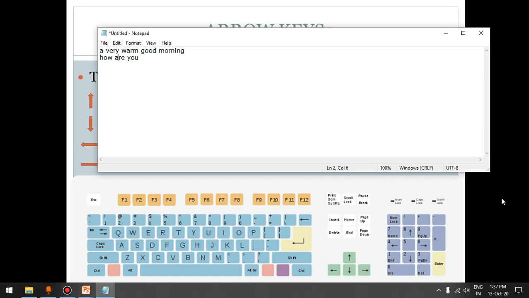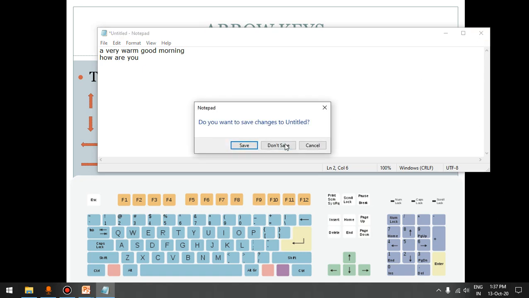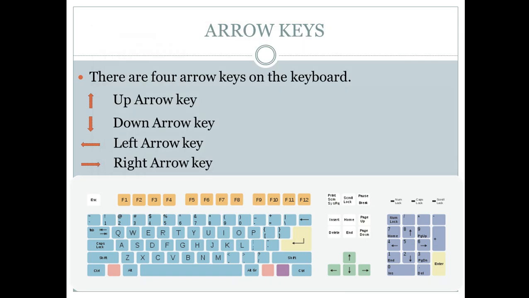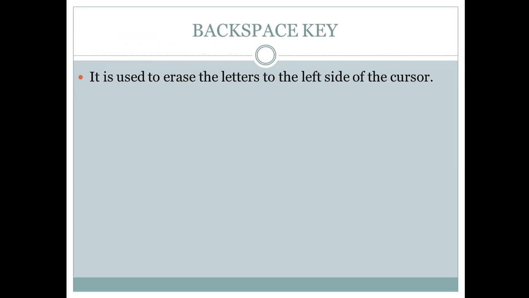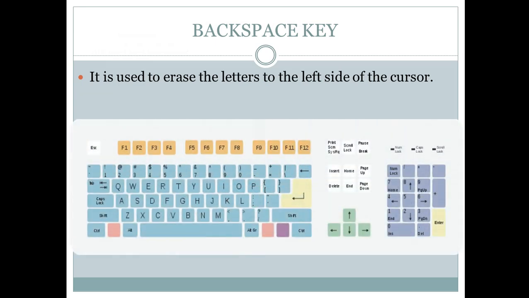Now I will close this on-screen keyboard as well as this Notepad. Next is the backspace key. The backspace key is used to erase the letters to the left side of the cursor. I have shown you the cursor. The cursor is a blinking line. So this is the picture of a keyboard, and this key is known as the backspace key.